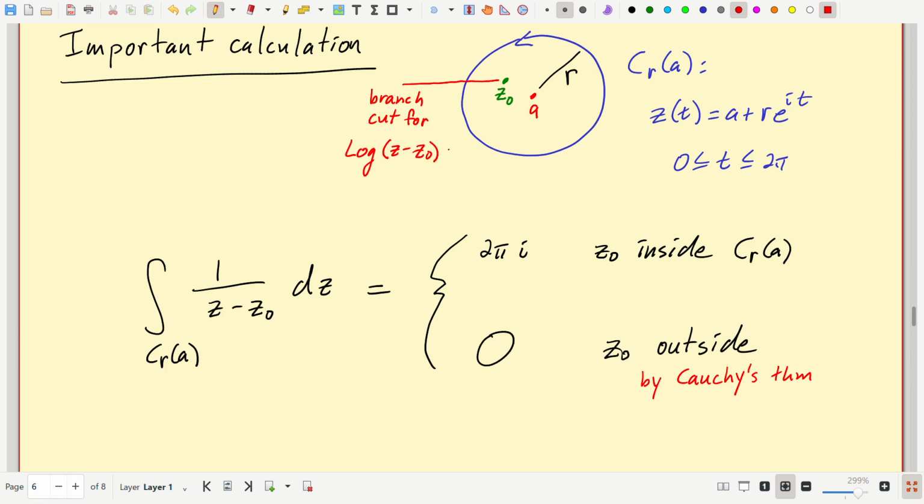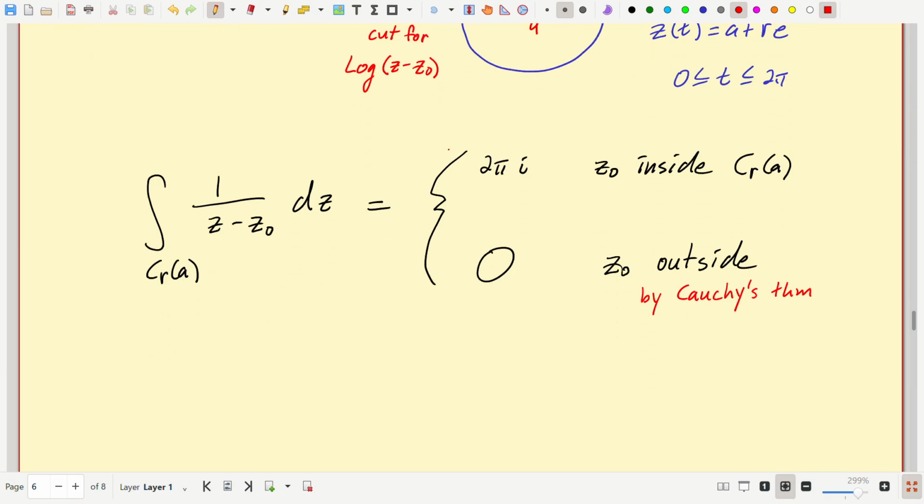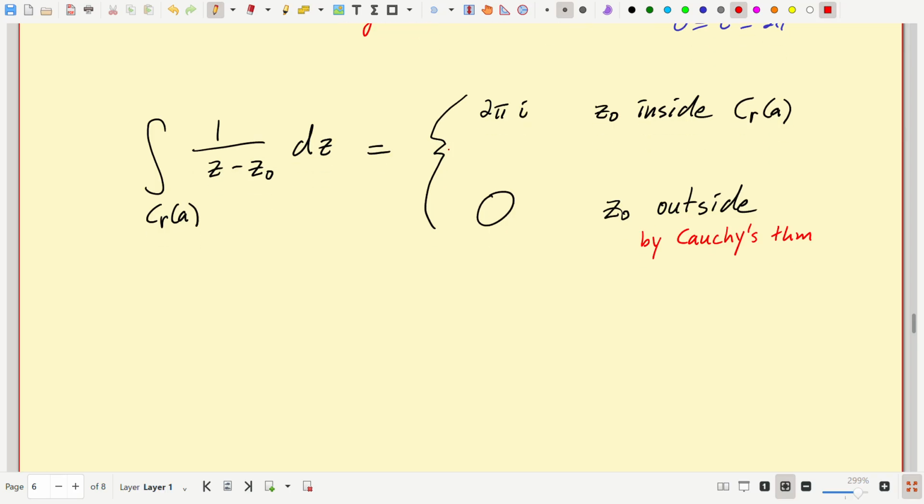So what is z naught in this case? It's just a point inside that circle, any old point. It's fixed. It's not a hole though. No, it's a point. But you may think of it as a hole. F is analytic on the whole inside except that point. Yeah, so it's a hole in that sense. That means the function 1 over z minus z naught, so it's kind of a hole for that. So I can't use Cauchy's theorem because of that.